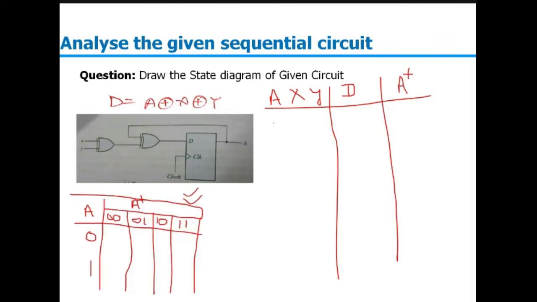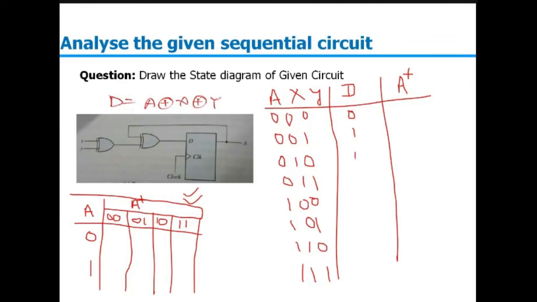What is the D value in this case? This will be 0, then 1, 1, 0, 1, 0, 0, 1. This will be D, and the same will be A plus because it's a D flip-flop. So A plus will follow D. The next state will follow the input.